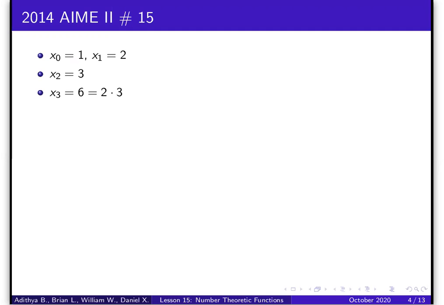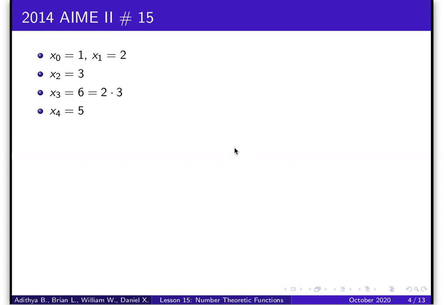So how about x sub 4? Yep. So 5 is the smallest prime that doesn't go into 6. So we multiply by 5, and then we have to divide by all the primes less than 5, which are 2 and 3. So that ends up working out to 5.